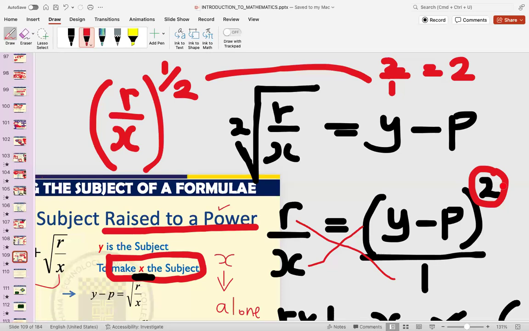Is it okay? Yes, sir. So in change of subject, this is how it's supposed to be. You don't multiply by the half. Yes, you don't multiply by the half. In change of subject, anytime it crosses, it becomes a square.